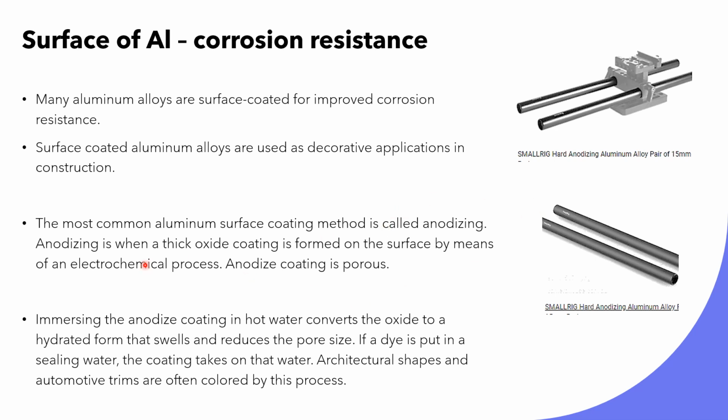So that's what we use this surface coating method, anodizing, and with that method we paint some of the parts. So what are we trying to do? Make the pores and then fill the pores with the water and the dye.